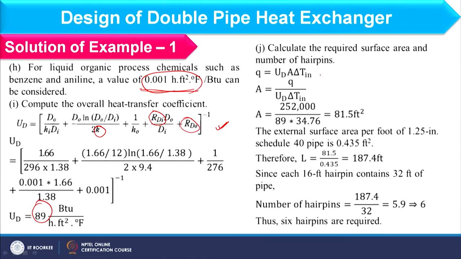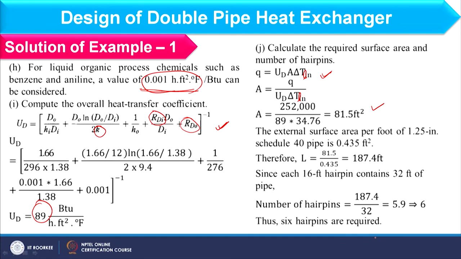Next, we have already calculated the heat duty, the overall heat transfer coefficient, and the LMTD is already with me. So, what we have to calculate next is the heat transfer area. This is a very common equation for heat transfer area: the duty should be equal to U A ΔT mean, and that should be LM. Here it is not IN, it should be LN, that is the log mean temperature difference. Considering all these values, we can find the area as 81.5 square feet.